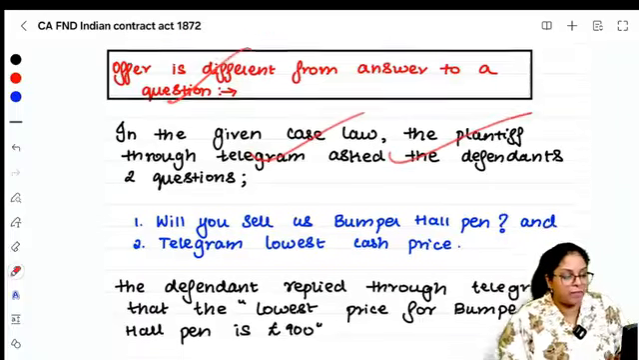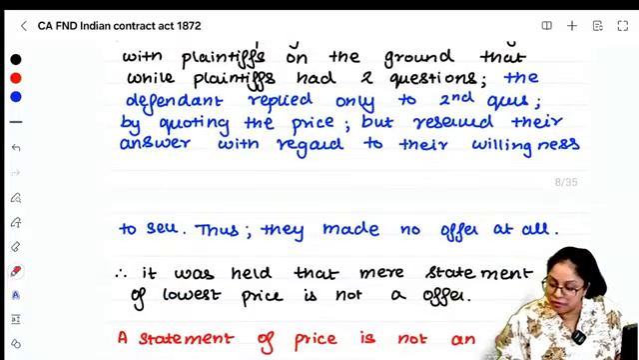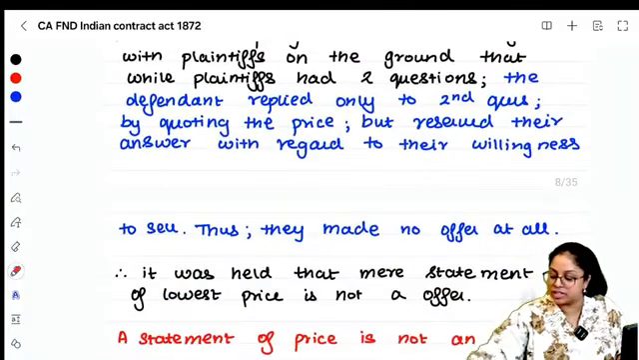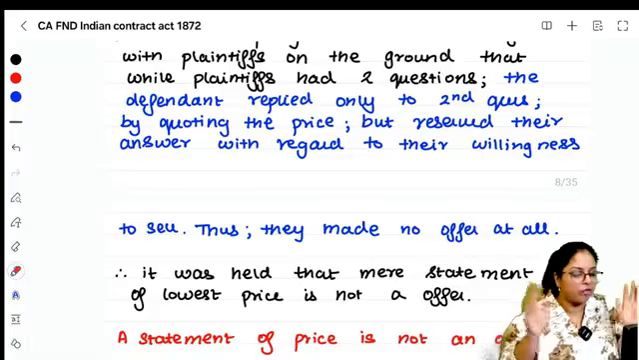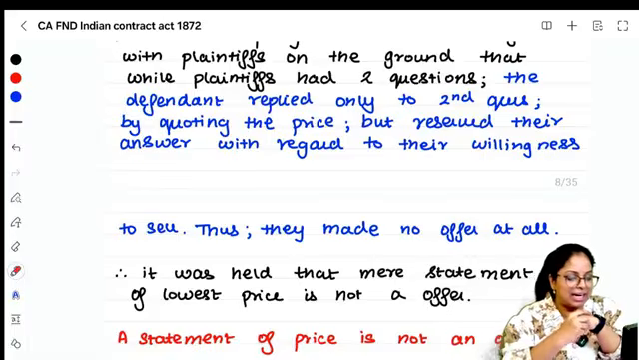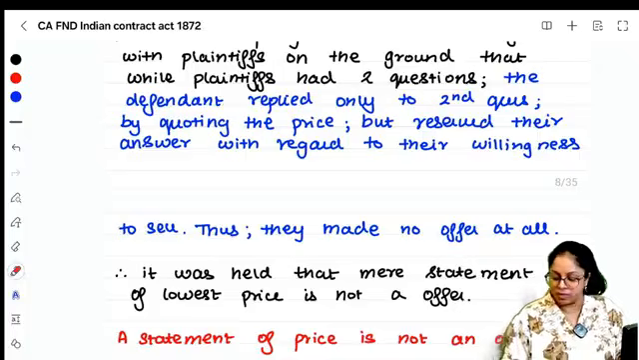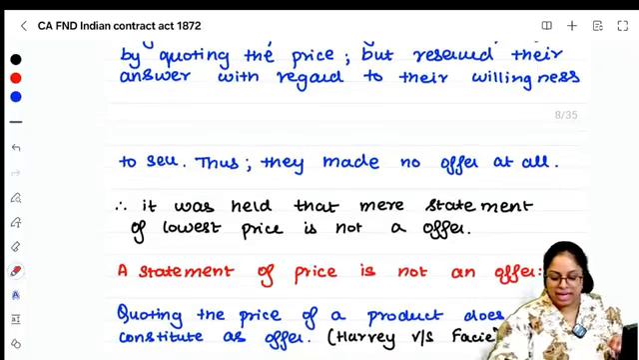Offer is different from answer to a question. Offer is different from invitation to offer. Is that clear? Is that absolutely clear? Can we go to acceptance?